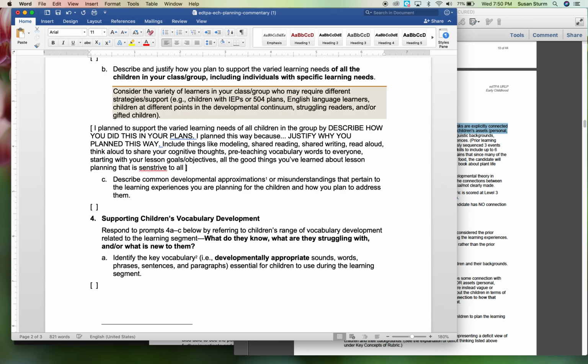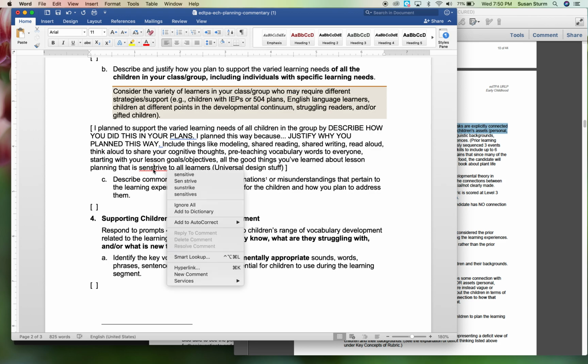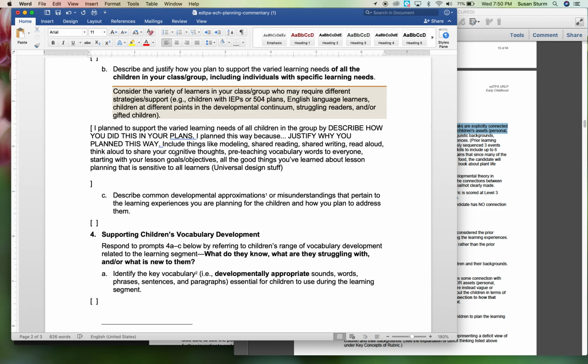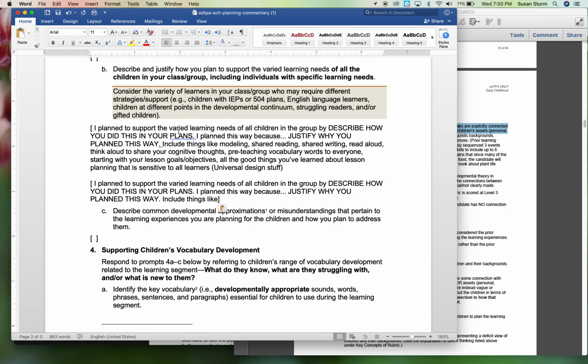So this is like the universal design stuff. The ways that you've learned to really plan good lessons to meet everybody's needs. That's in the first paragraph. Okay, so then the second paragraph is going to be set up in exactly the same manner, but up here we were talking about all children in the group, and down here we're going to be talking about these individuals with specific learning needs.